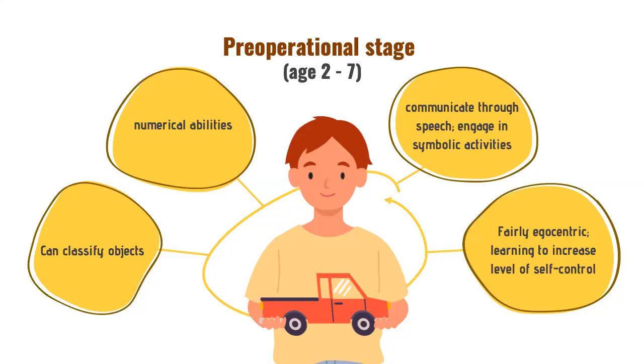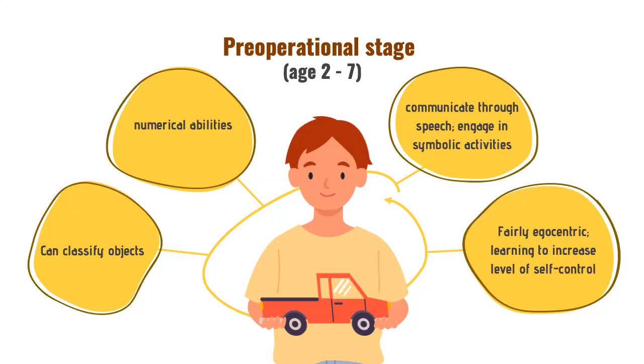Next, when the child grows older, from the age of 2 to 7, this is the pre-operational stage according to Piaget, where the child is able to communicate through speech and engage in symbolic activities. They acquire words and communicate through symbols, for example language or hand gestures. The child also develops numerical abilities by counting, and relates the symbol of 2 with the number that they count. That is the development of their numerical ability in this stage.